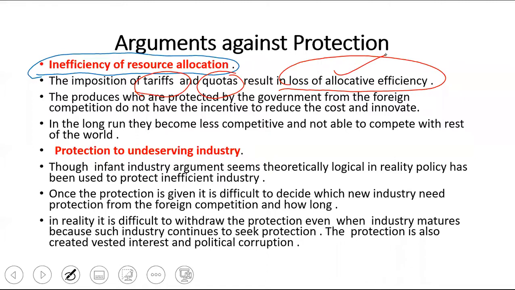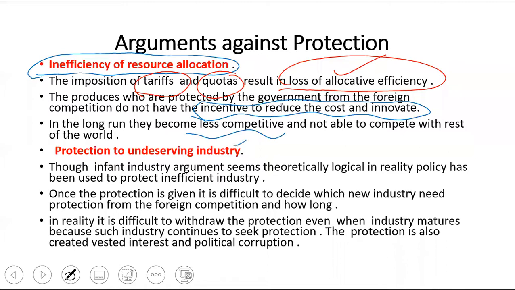The producers who are protected by the government from foreign competition do not have the incentive to reduce the cost and innovate. This is the most important point. Government इतना जबरदस्त domestic industry को protect करता है, automatically what is happening, domestic industry को cost कम करने का incentive भी नहीं है, नया नया item find out करने का भी incentive नहीं है. What is the reason? They know that they are protected by the government, over protected. So when you are over protecting the industry, what will happen?